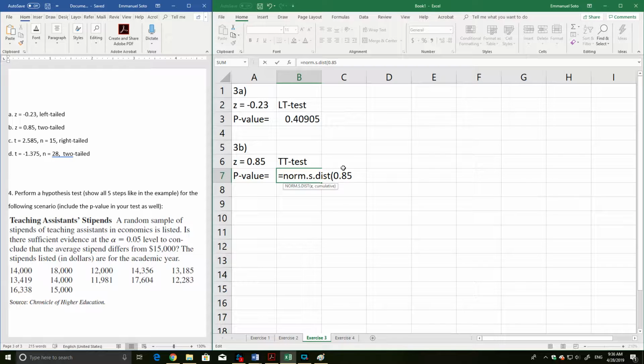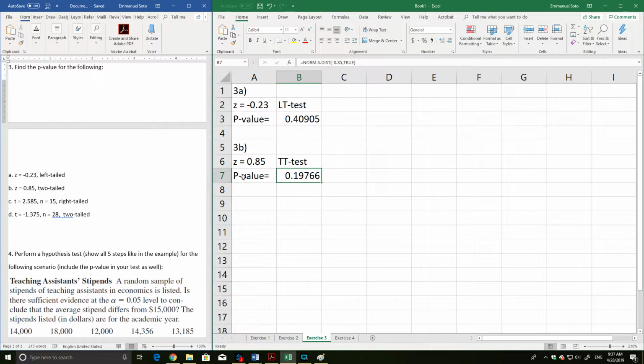So actually what we want to do is the negative version of the z, because we want the area to the left. So what I'm going to do is I'm going to do the negative version of the z. So when you use this function for a two-tailed test and they give you a positive z, just make it negative. If they give you a negative z, then just leave it. All right, so negative z, comma, and then true. If you enter, you'll get the correct p-value.